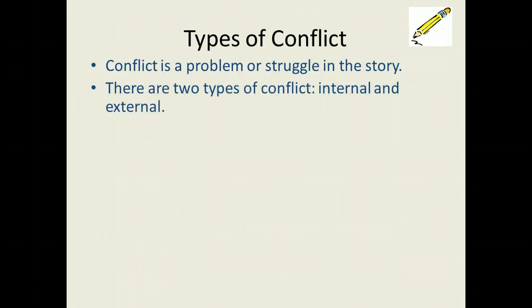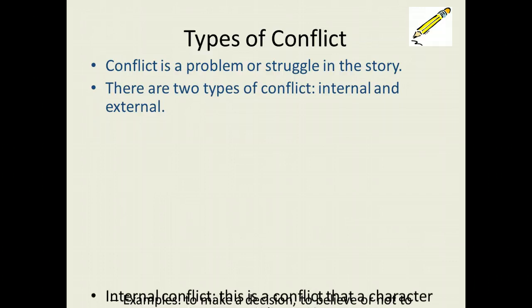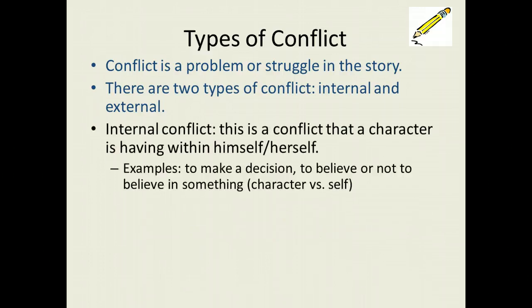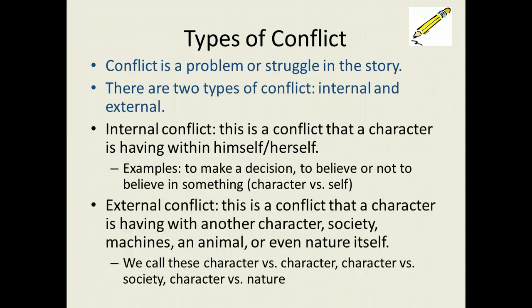The 2 biggest types or overreaching concepts for conflict are internal versus external. Internal conflict is where the character is having some sort of struggle within himself or herself. So this would be like them trying to make a decision, whether to believe or not to believe in something, and we often refer to this as character versus self. As for external, this is any kind of problem that the character is facing outside of themselves.